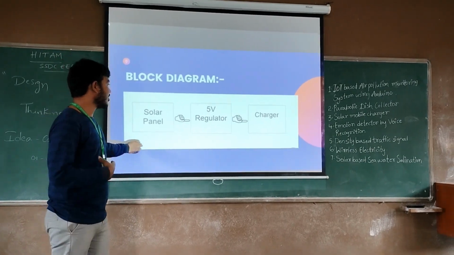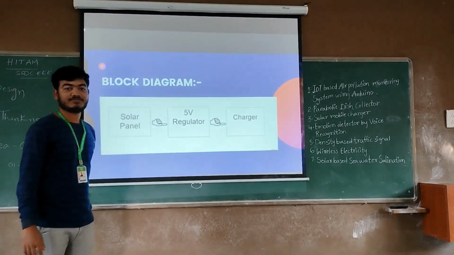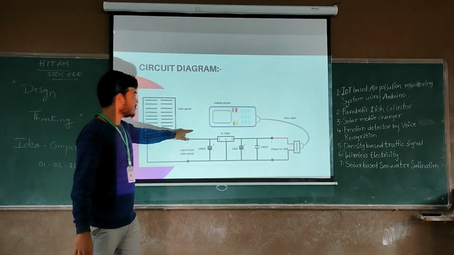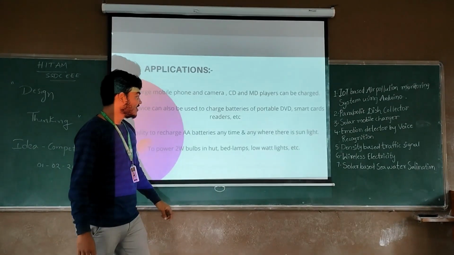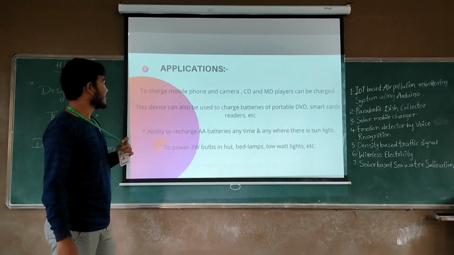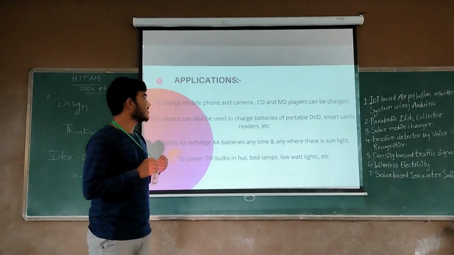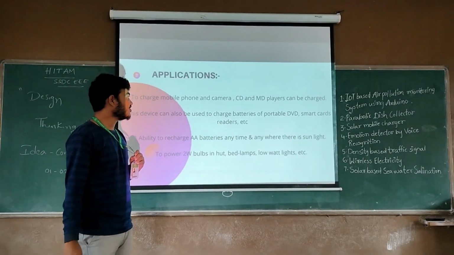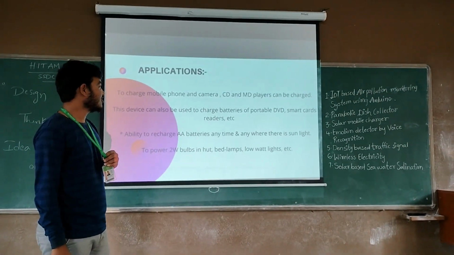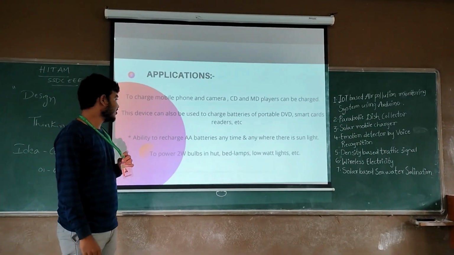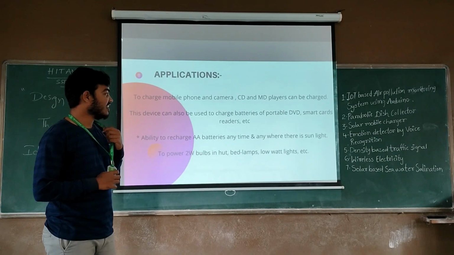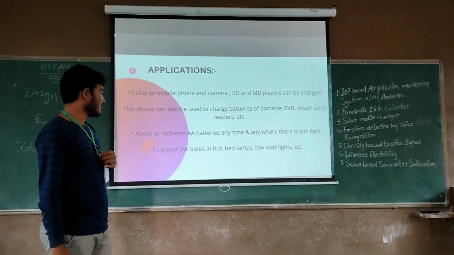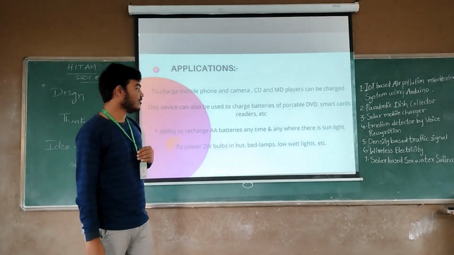This is the block diagram: solar panel and 5 volt regulator charger. This is the circuit diagram. This is the solar panel. This is the mobile charger connector. Applications: to charge mobile phones and cameras, CD and MP3 players can be charged. This device can also be used to charge batteries and portable devices, smart cars, data sets, etc. Ability to recharge AA batteries anytime, anywhere there is sunlight, to power torch bulbs and low watt lights, etc.